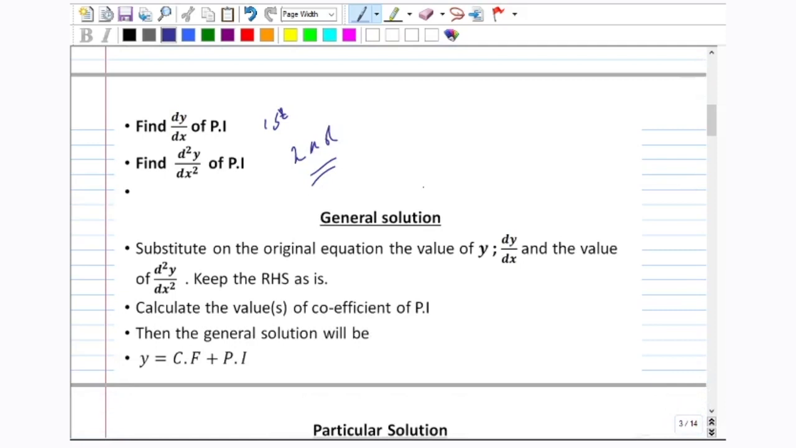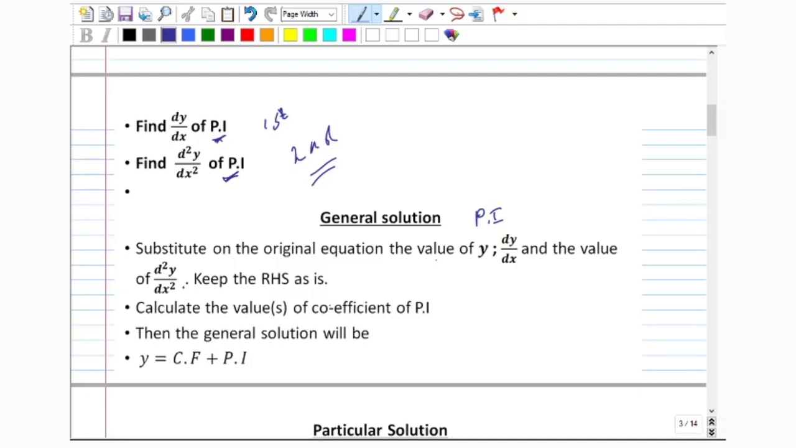In order to find the general solution, we have done all these calculations that we have been doing. You will substitute into the original equation the value of y, which you have identified as your PI. Okay? You will substitute the derivative of that PI which you have done here. You will substitute the second derivative of the same PI that you have done. This will be mostly on your left-hand side. Okay? Then you keep the right-hand side as it is. Don't change the right-hand side.